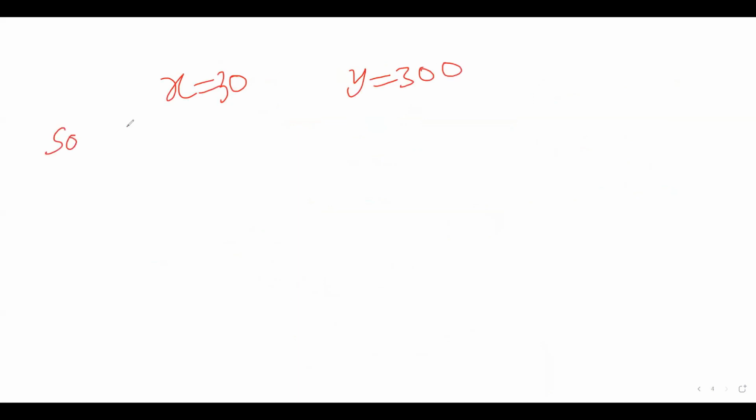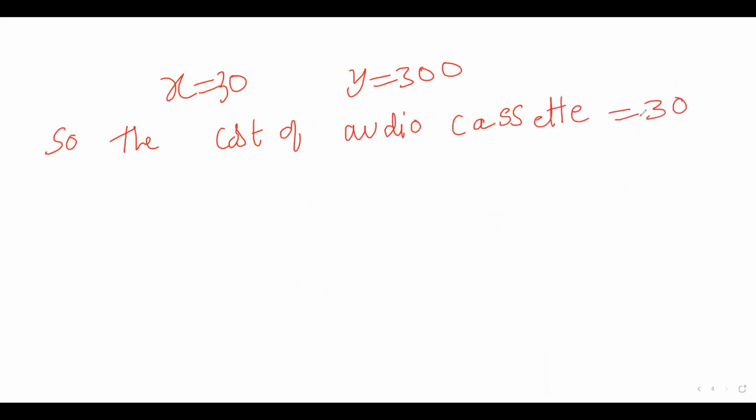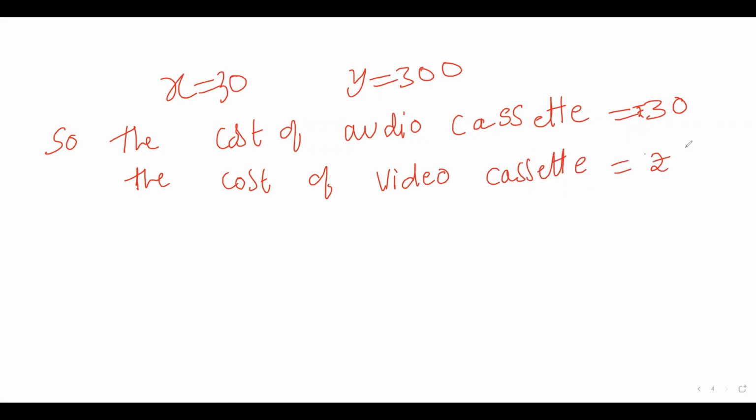So the cost of an audio cassette is equal to 30 rupees. The cost of a video cassette is equal to 300 rupees. Got it?